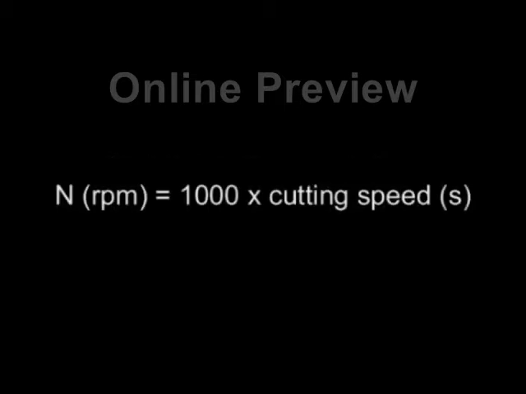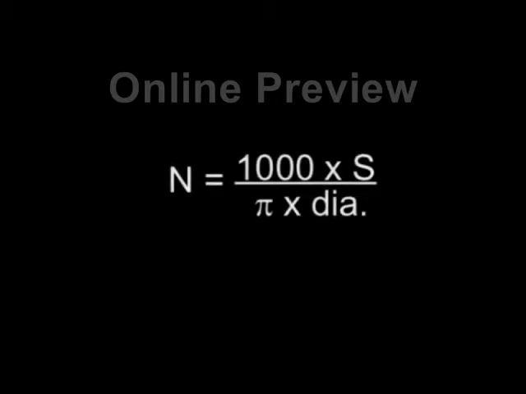The recommended cutting speed for mild steel is 20 meters per minute. To express this as a spindle speed in RPM, we need to use this formula. N, which is the spindle speed in revolutions per minute, is equal to 1000 multiplied by the cutting speed in meters per minute. This is to convert it to millimeters, so that it is in the same units as the drill diameter. This is then divided by the circumference of the drill being used, which is pi times the diameter of the drill in millimeters.